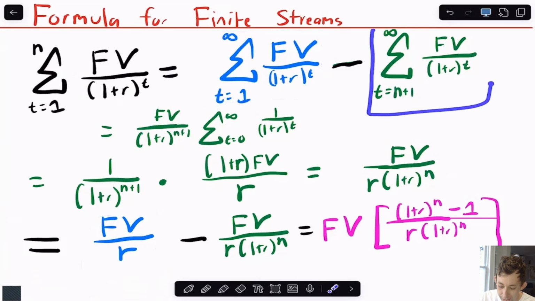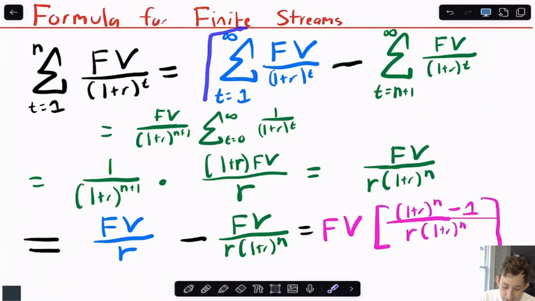This sum, on the other hand, we don't quite know what it is, but I can do the same sort of story that we did with this guy, where I just pulled out (1 plus r) to the 1. This starts at n plus 1, so I'm going to pull out a (1 plus r) to the n plus 1, and then I'm going to be left with that same infinite sum that we know and love. And so here's what I've got. I've got 1 over (1 plus r) to the n plus 1, times (1 plus r) future value over r.